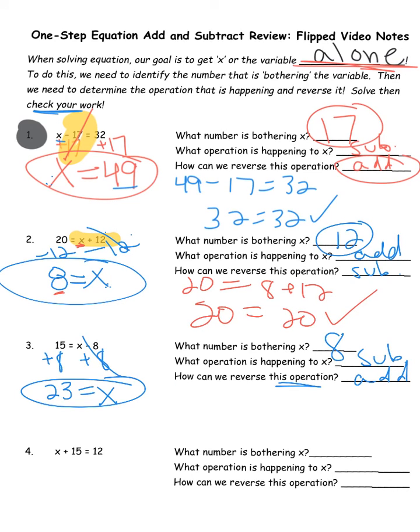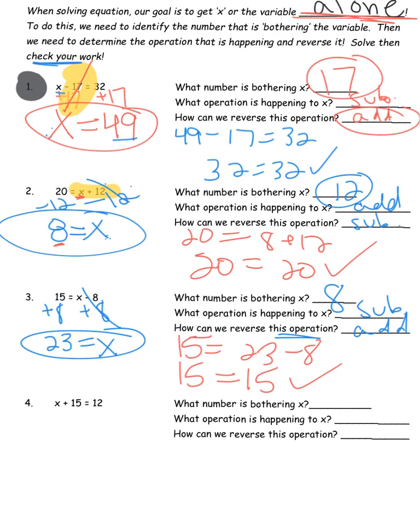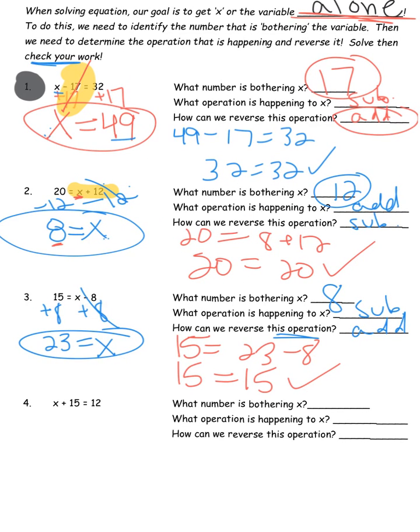Now let's go ahead and plug it in. 15 should equal 23 minus 8. So let's check it out. 23 minus 8, which is 15, and yes, that works. Okay, let's move this up a little bit. Next problem says x plus 15 equals 12.